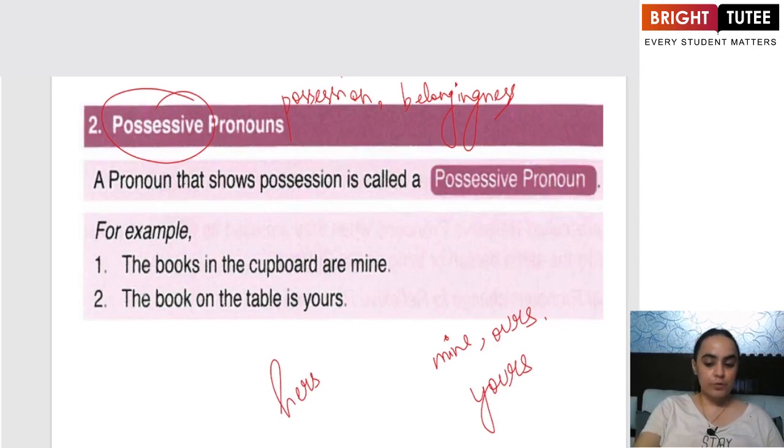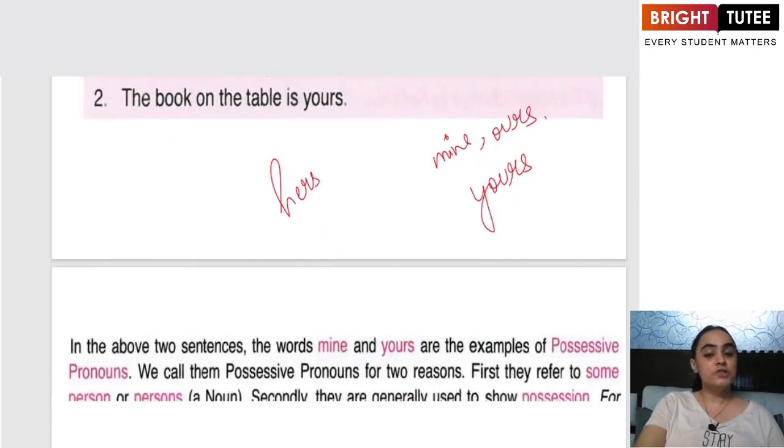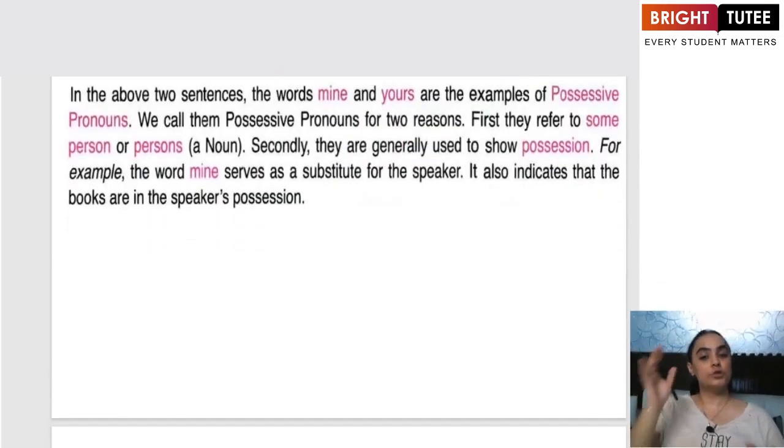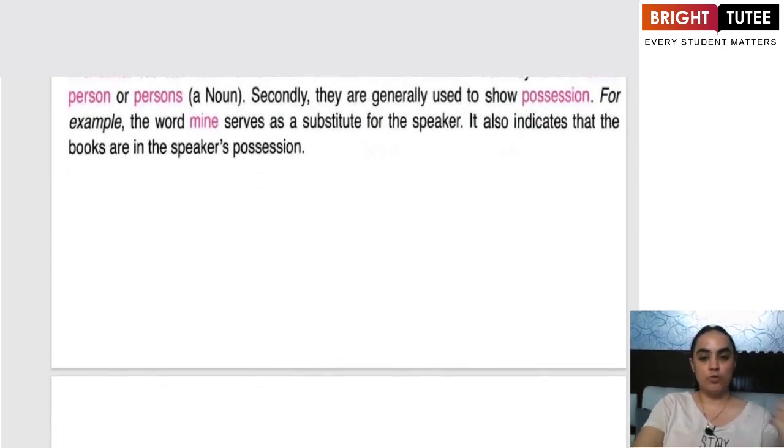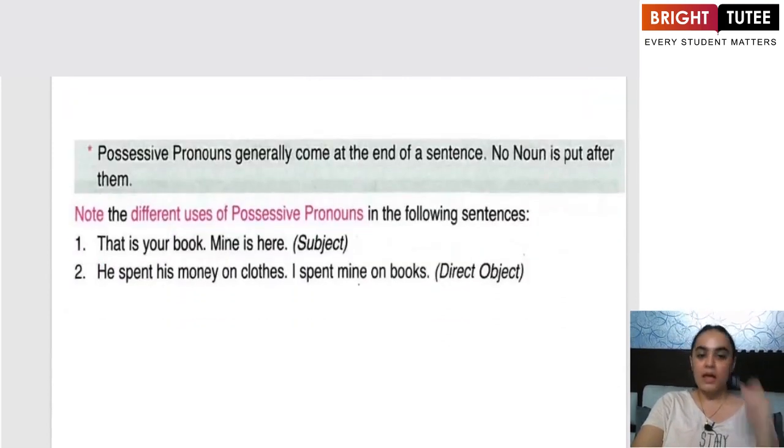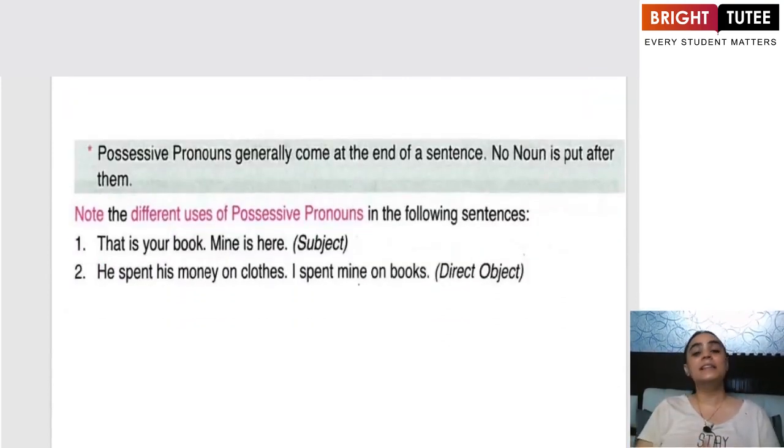So those pronouns, in short, that show that something belongs to you, something is your possession, are known as possessive pronouns. So possessive pronouns show a possession. Usually the possessive pronouns come at the end of the sentence, as you must have seen. And after the possessive pronoun, no noun is put.